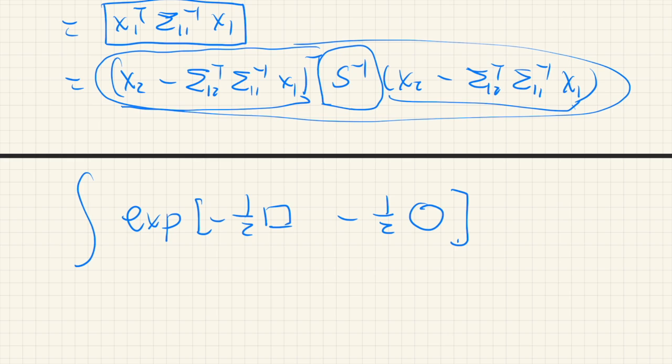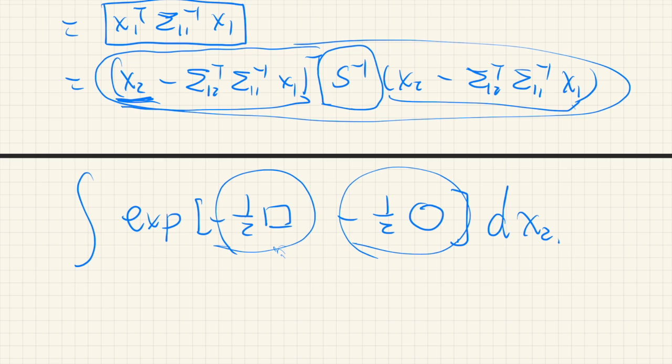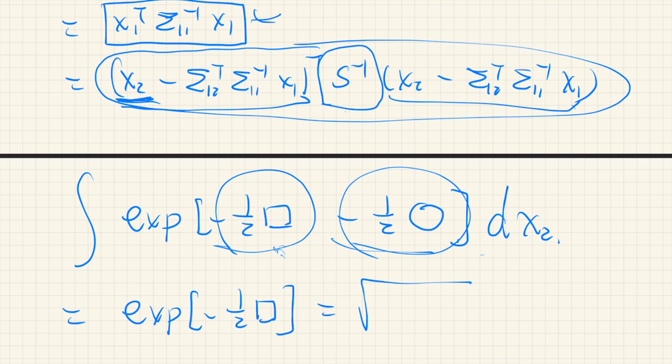If we integrate this over x2, this term doesn't contain x2, so it will be just a constant. And for this one, if we integrate, what we get is this exponential of negative 1 over 2 square. So that's this part. And from here, if we integrate it, we should get the square root of 2 pi to the power of q, since it's q dimensional, times the determinant of S.